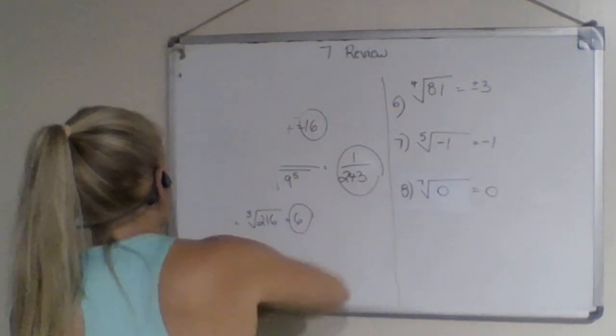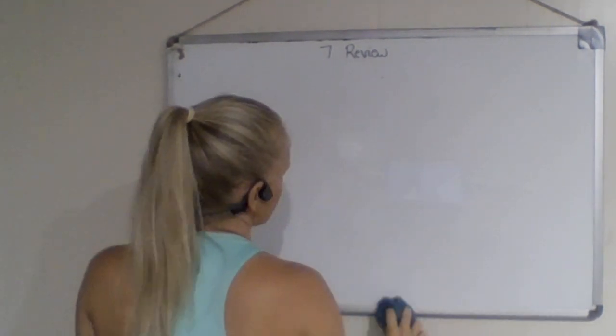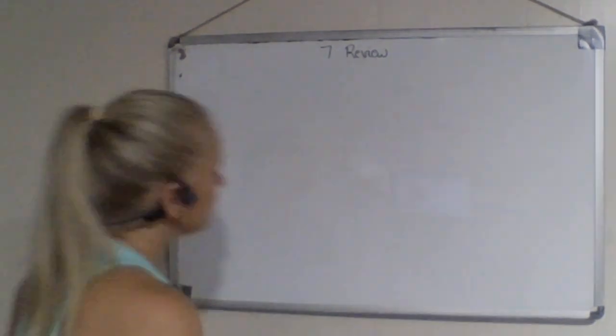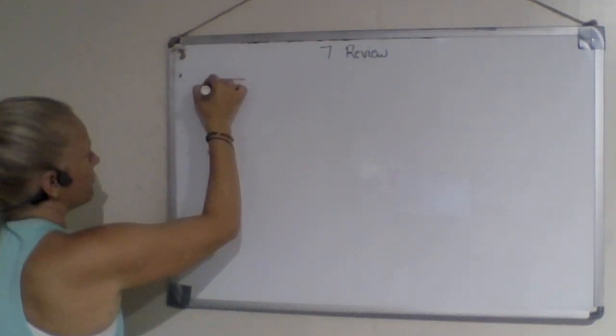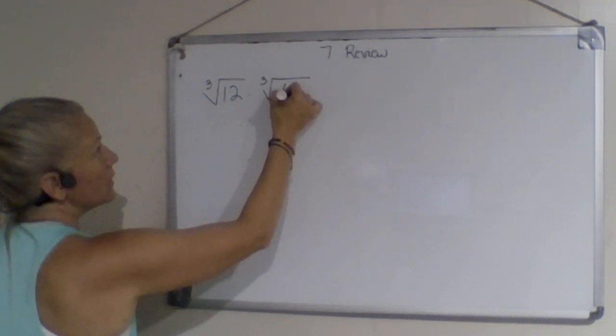Please remember to keep your exponent properties next to you. However, as I told you many times during chapter 6 and 7, it will help you if you have them memorized. What if you do cube root of 12 times cube root of 4.